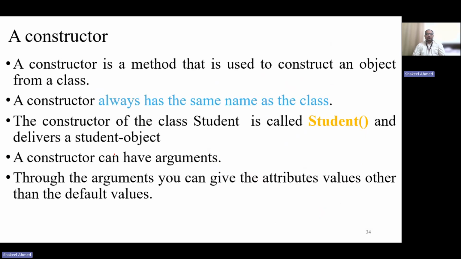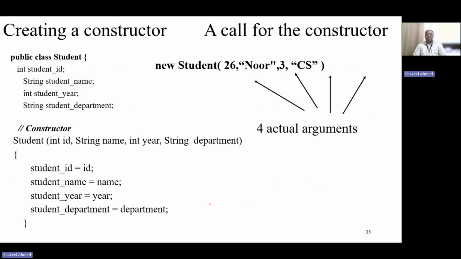Okay, so a constructor is a method that is used to construct an object. I already explained to you, a constructor always has the same name as the class name. In this case, we were using student as a constructor and we derived the values. And we saw that a constructor has no arguments. Through arguments, you can give the attributes a value other than the default value. We want to use default values in the constructor, but many times we will be using different values. For that, you can see here that we are creating a constructor.